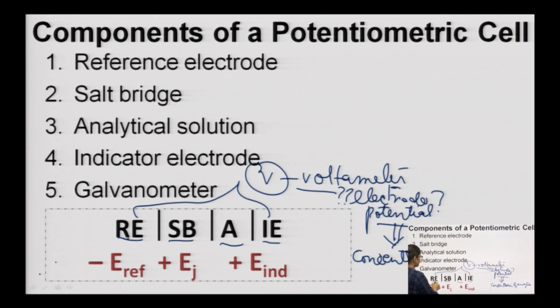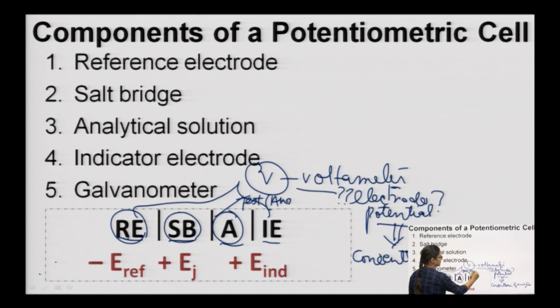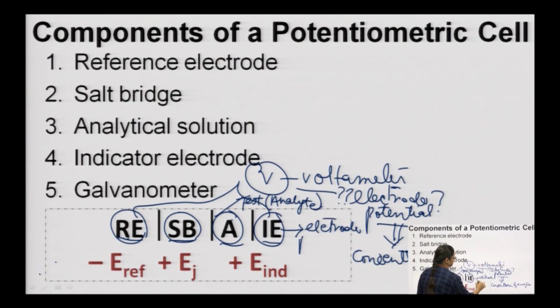In this way we studied, this is the RE means reference electrode, okay, then this is SB means salt bridge. Salt bridge is a connection which provides the connection between two electrolytic solutions, anodic solution and cathodic solution, I told you earlier. Then this is A, what is A? Analytical solution or test solution. This is the test solution or analyte whose concentration is to be determined, and this is IE which is indicator electrode, okay, which will show electrode potential all over the titration.